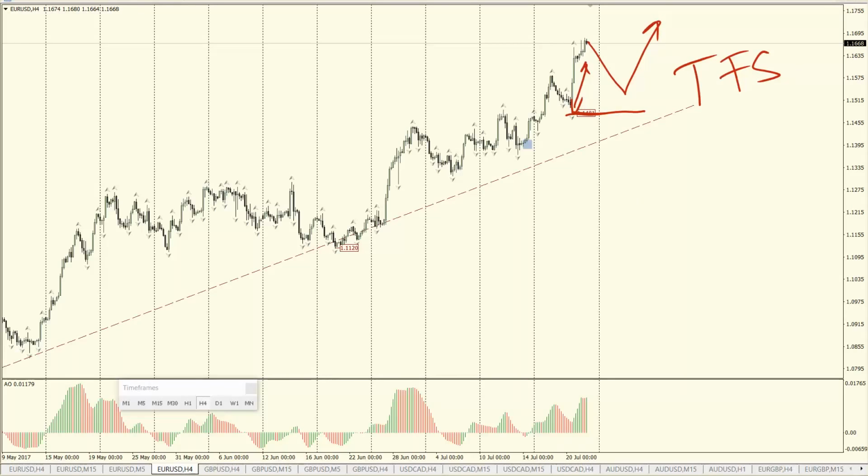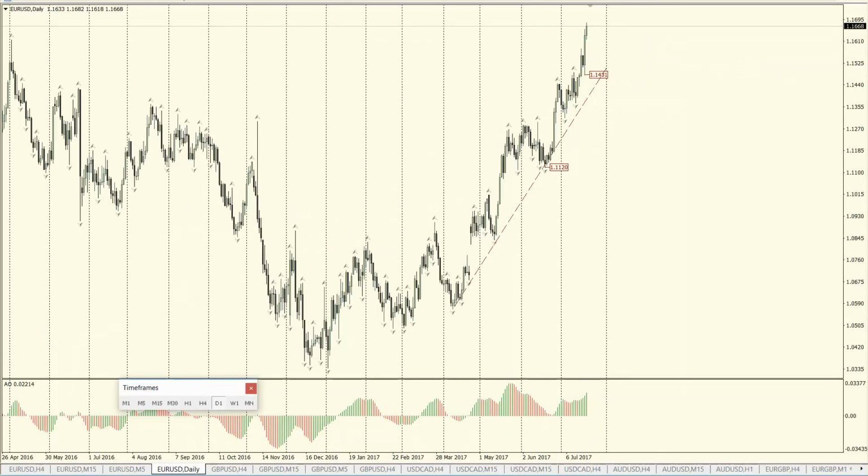On D1 time frame, you can see here how this pivot has moved into this place here. So as long as this pivot is not broken, this trend up will proceed. Right, so that's the area with EURUSD.